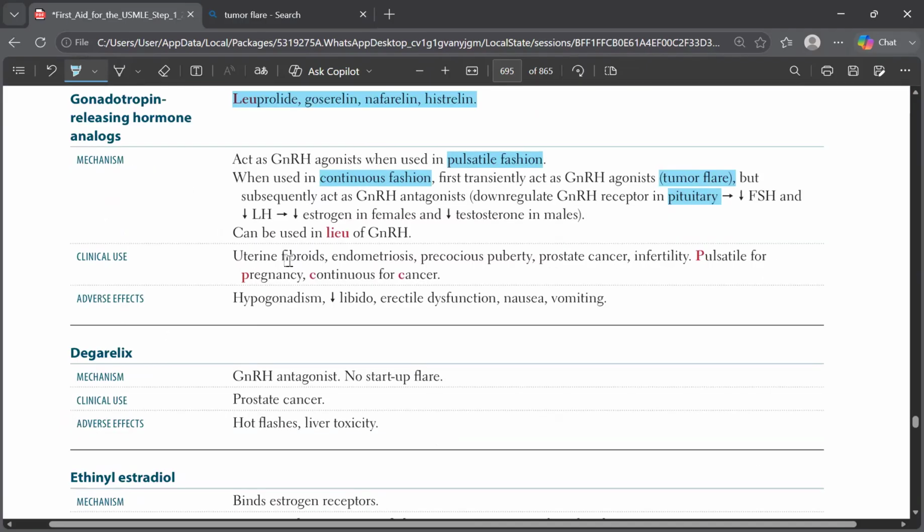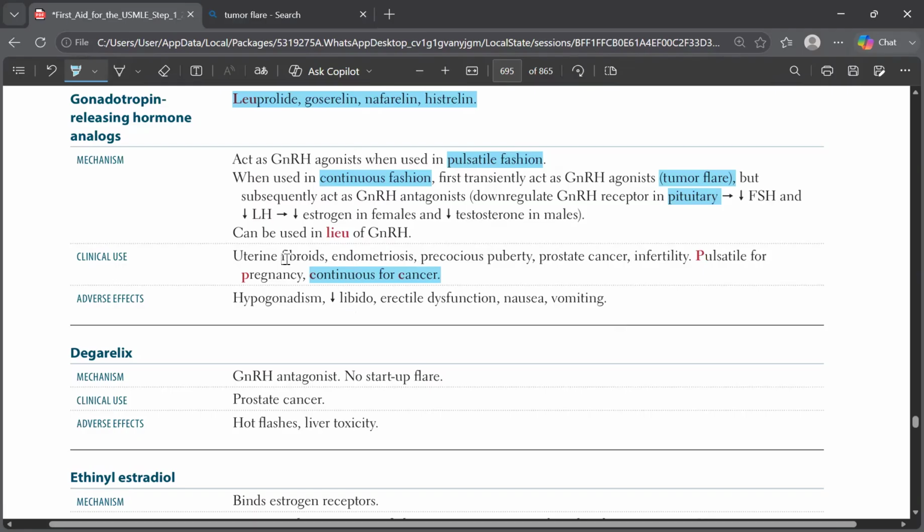Their clinical use is uterine fibroids, also known as leiomyoma, endometriosis in the uterus, precocious puberty, then in the males, prostate cancer, and infertility. Pulsatile for pregnancy, continuous for cancer. So we are giving it for cancer, and that is why there was a tumor flare when they were given continuously at first. But it gets better with time, so that is why it is given for cancer. And the pulsatile is given for pregnancy, where it acts as agonist. So the pulsatile agonist function is used to treat infertility, and the antagonist function is for cancer.